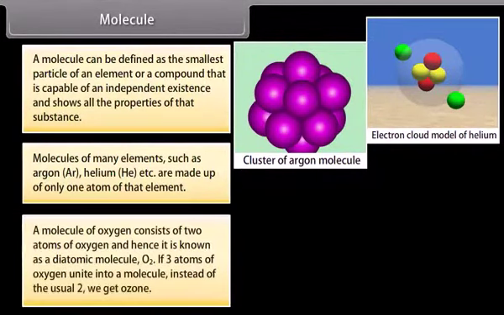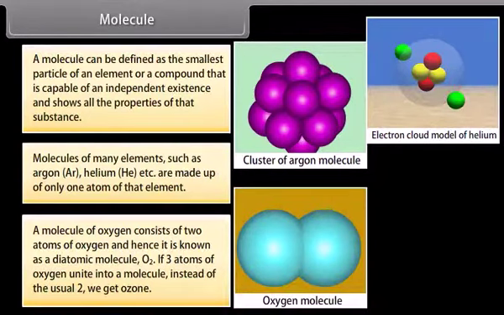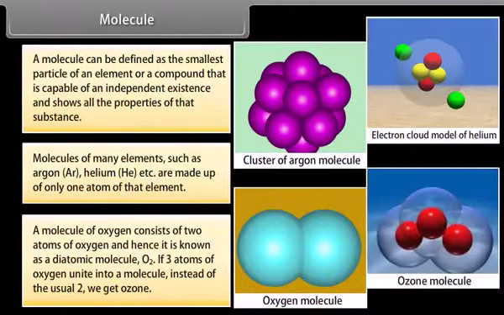A molecule of oxygen consists of two atoms of oxygen, and hence it is known as a diatomic molecule, O2. If three atoms of oxygen unite into a molecule instead of the usual two, we get ozone.